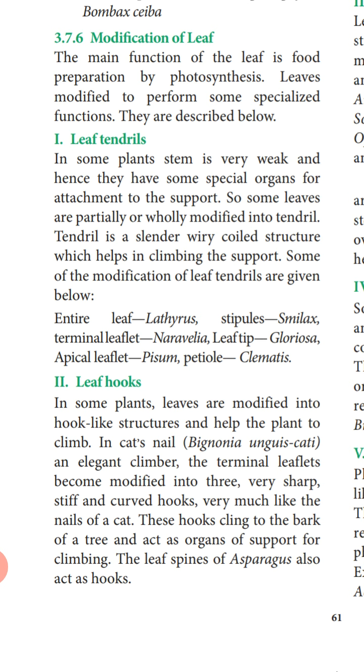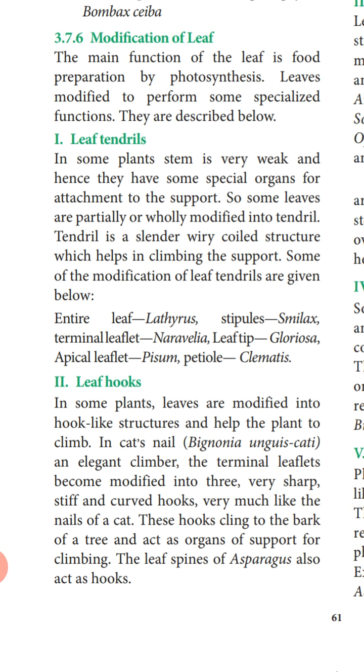The first modification is leaf tendrils. We know tendrils are thin, wire-like coiled structures. Here the leaves are modified into these coiled structures. In some plants, the stem is very weak and hence they have special organs for attachment to a support. So some leaves are partially or wholly modified into tendrils. Either the entire leaf or part of the leaf is modified into a tendril for support while growing over the host plant.